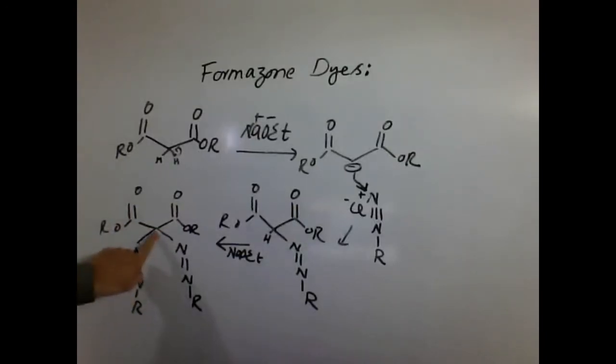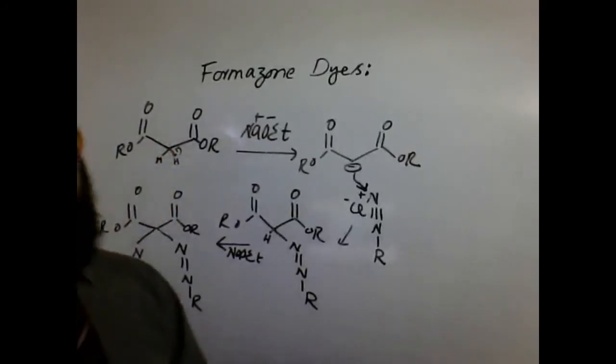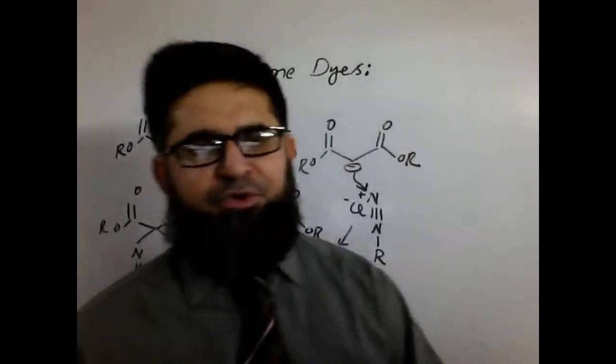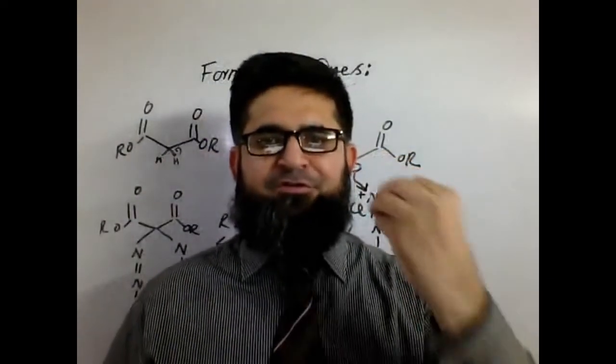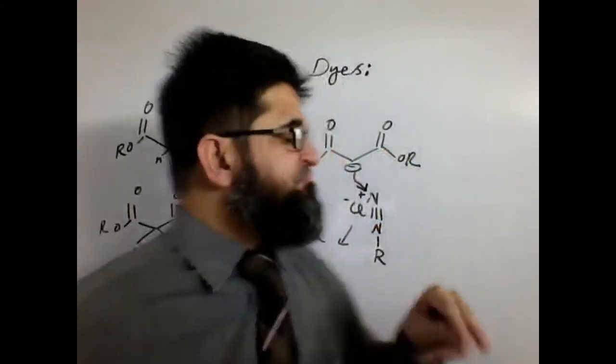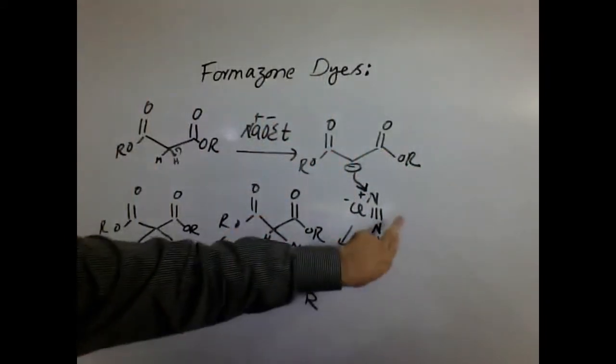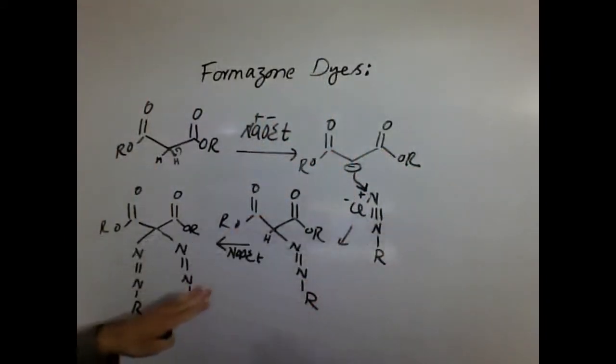Both of the protons from this carbon, which is supposed to be acidic in nature, have been abstracted by the base one by one, and two equivalents of diazonium salts have reacted with this carbon, giving us this sort of a product. At this point of time, what could have happened?